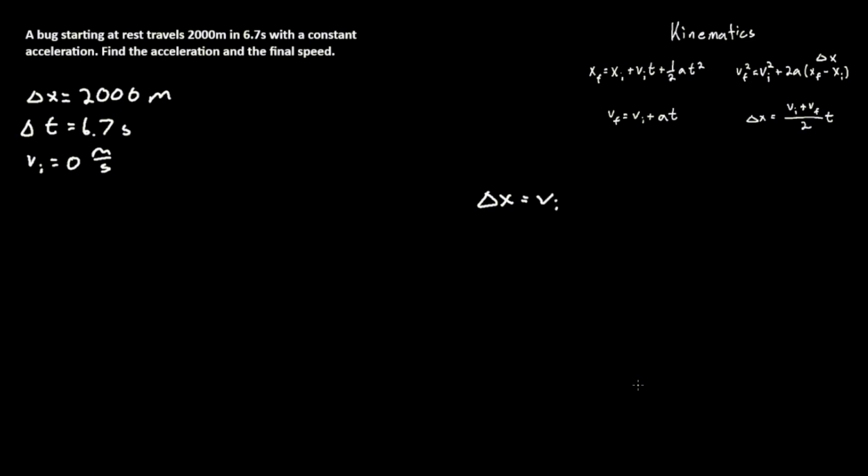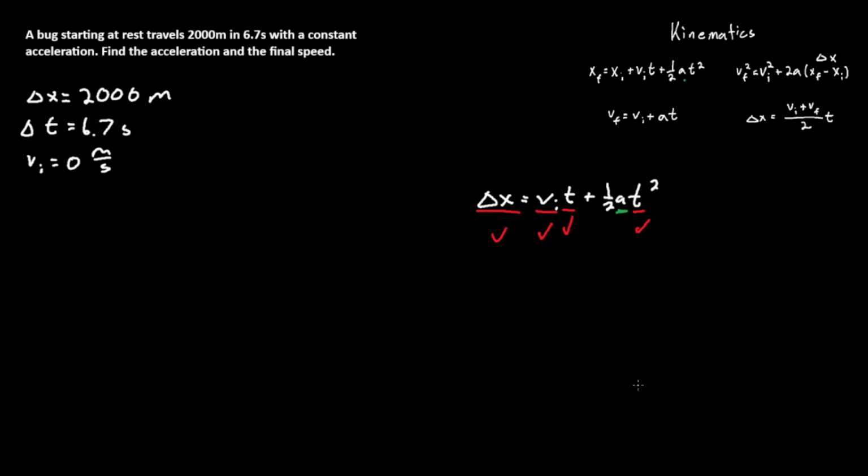So if you were to adjust everything, you get initial velocity times time plus 1/2 acceleration times time squared. And what we have is delta x here. We have time, and we also have our initial velocity. So these are all good. Check marks, check marks, check marks. But the only variable we're missing is acceleration.